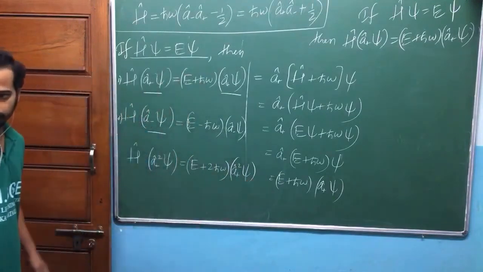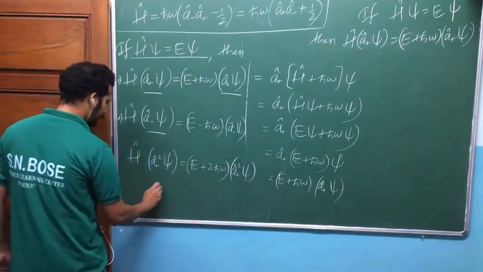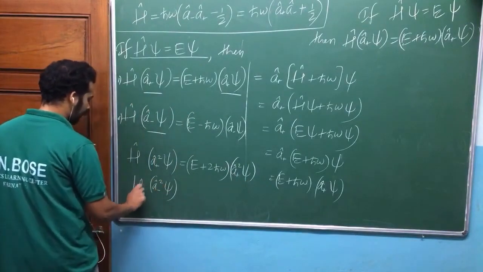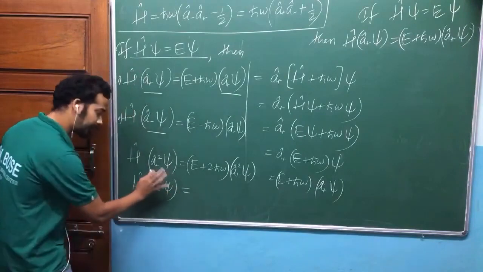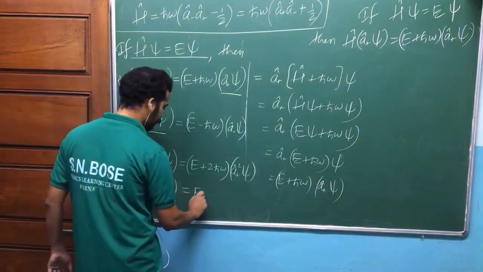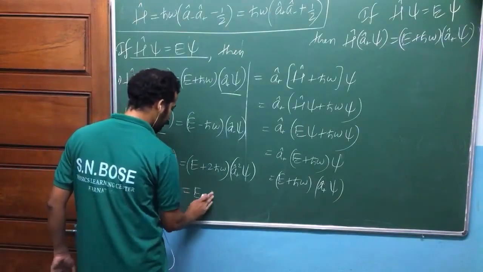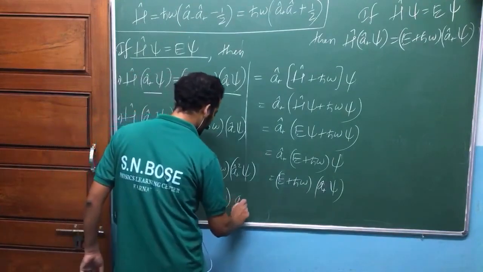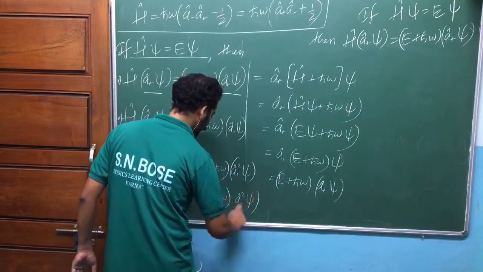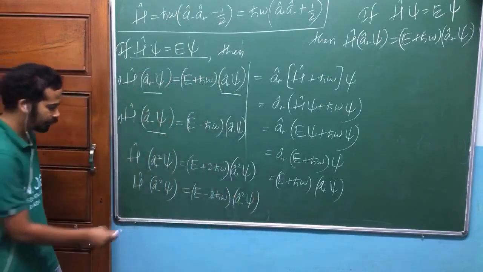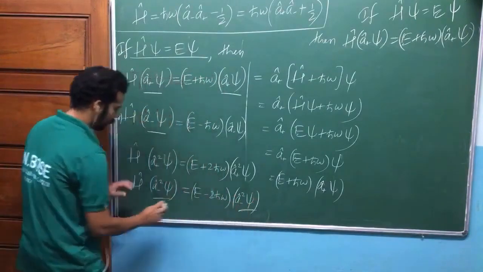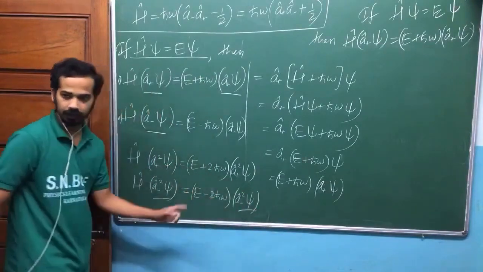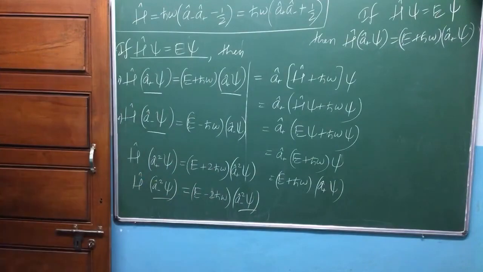E plus 2h bar omega. So similarly, A minus cap square psi, it is such a wave function that it will satisfy the Schrodinger equation with energy E minus 2h bar omega. A minus cap square psi is such a state, an eigenvalue state, with eigenvalue E minus 2h bar omega.